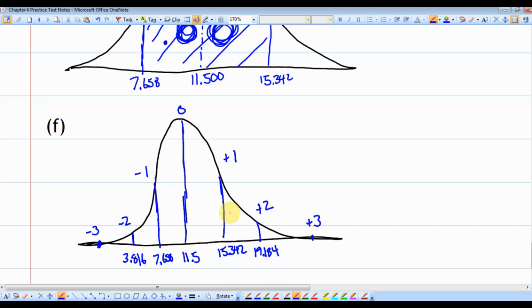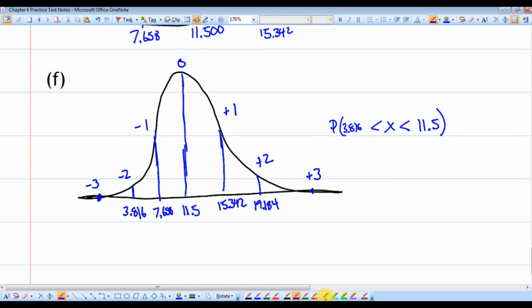We want to figure out what percentage are between 3.816 and 11.5. Okay? So first of all, let's figure out where 11.5 is. It's right here at the mean. Let's figure out where 3.816 is. That's right here at a z-score of -2.